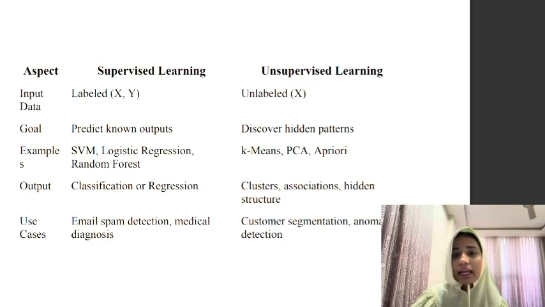The output of supervised learning is classification or regression. We are classifying, for example, emails: from a lot of emails, we are classifying which are spam. In unsupervised learning, the output is clusters, associations, and hidden structures. Now use cases: email spam detection and medical diagnosis are supervised learning, and customer segmentation and anomaly detection are unsupervised learning.